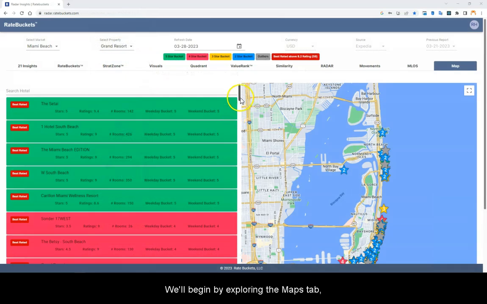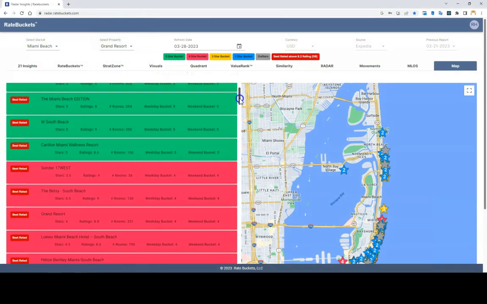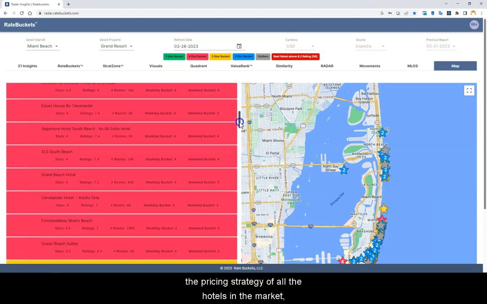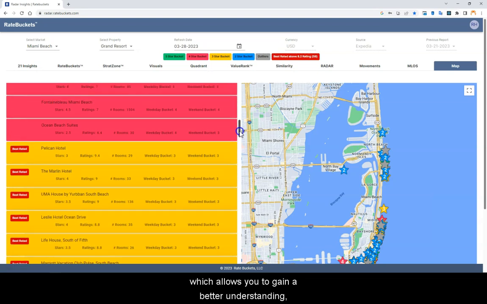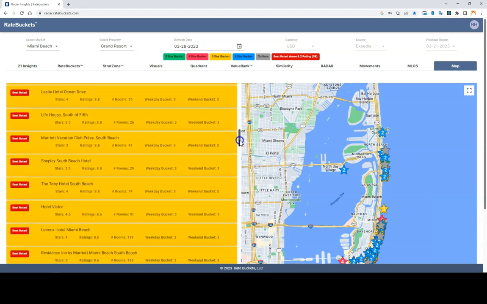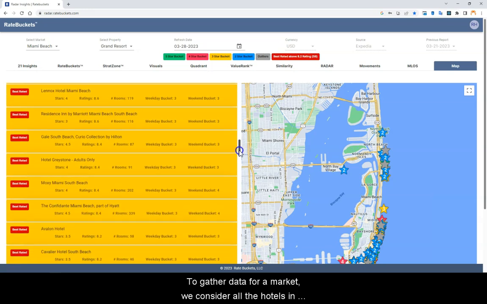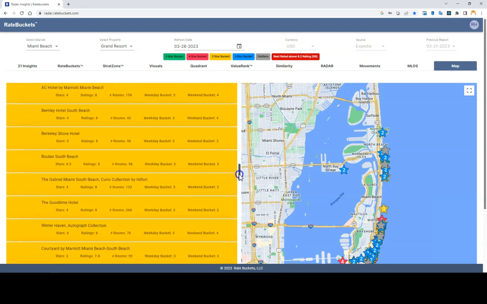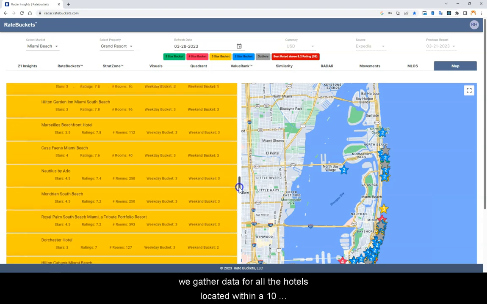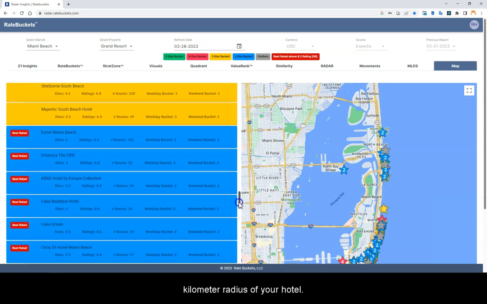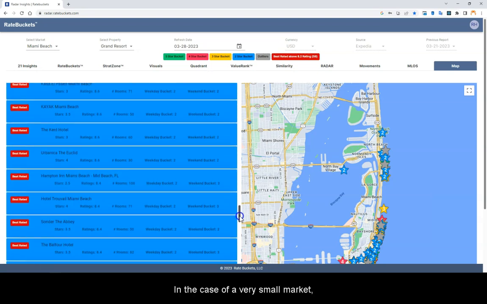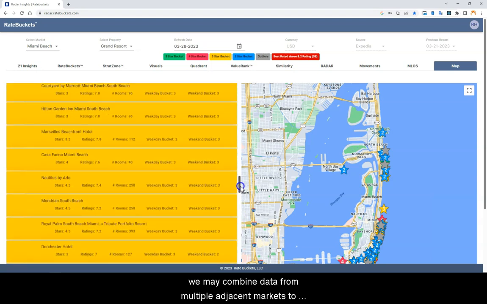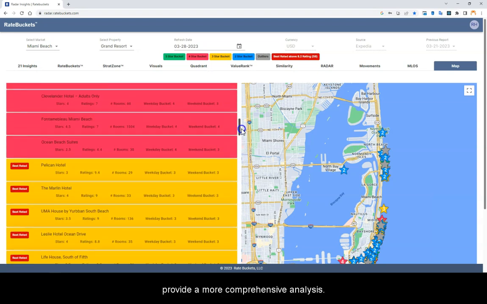We'll begin by exploring the Maps tab, which provides an overview of the market. Ratebuckets is a unique tool because it takes into account the pricing strategy of all the hotels in the market, which allows you to gain a better understanding of your hotel's rate strategy. To gather data for a market, we consider all the hotels in that market, except for those with less than 25 rooms or have no rating. When dealing with very large markets, we gather data for all the hotels located within a 10-kilometer radius of your hotel. In the case of a very small market, where there are less than 50 hotels, we may combine data from multiple adjacent markets to provide a more comprehensive analysis.